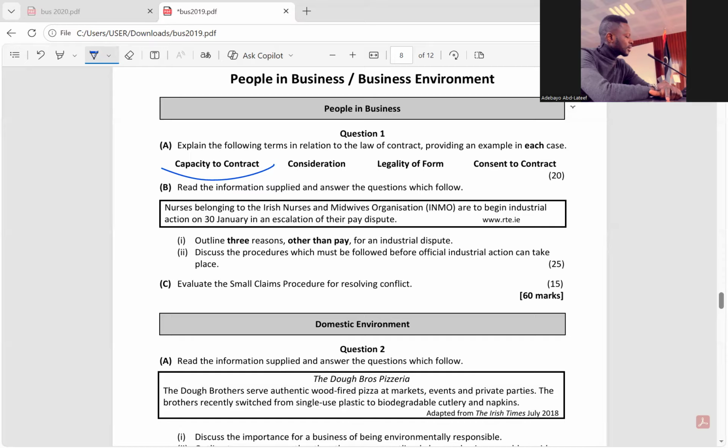For legality of form, we're simply talking about the documents. Consideration is done, now legality of form. We're talking about a document. There must always be a written document, a legally binding document that talks about the terms and conditions of the contract. That is legality of form. I think it's clear. And the last one is the consent to contracts.